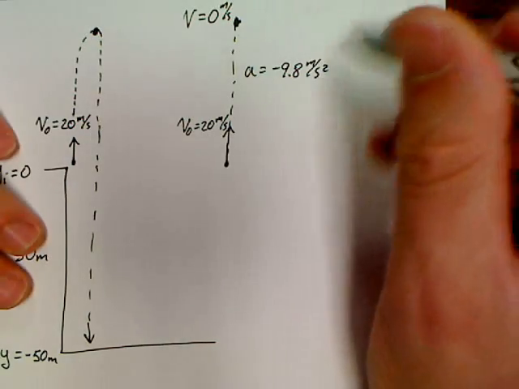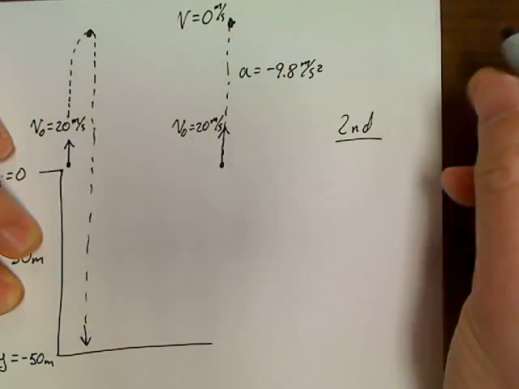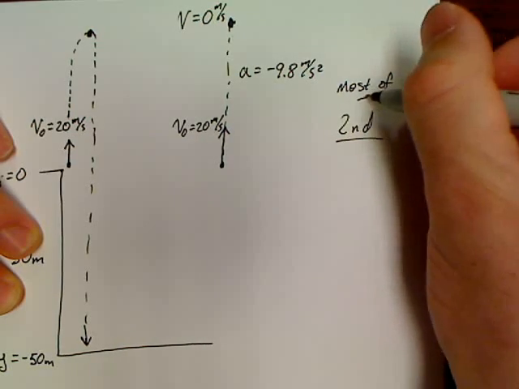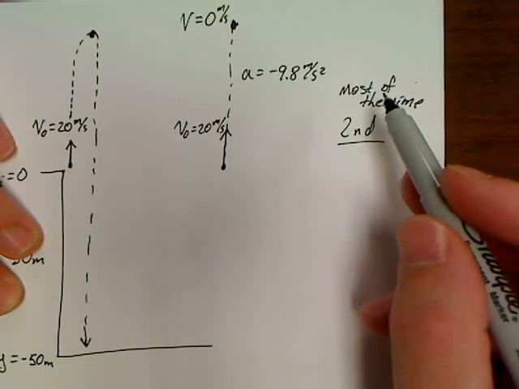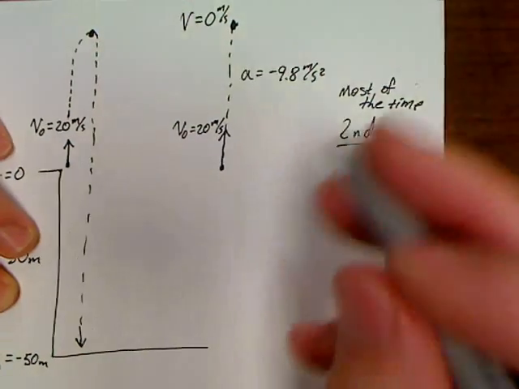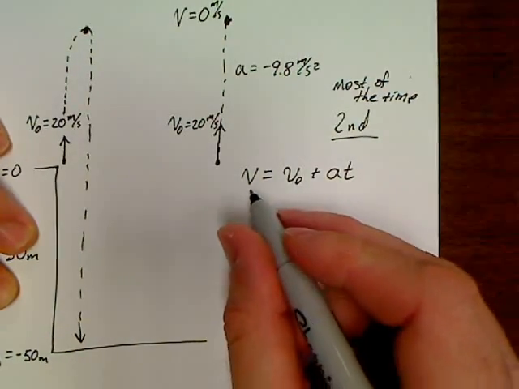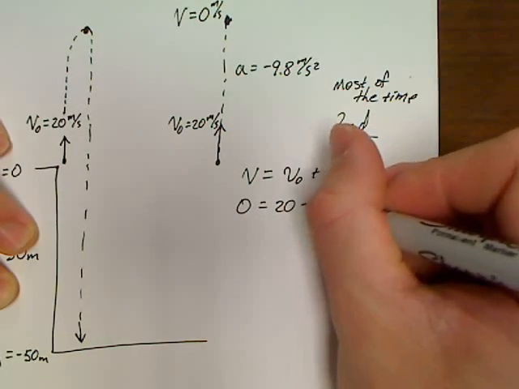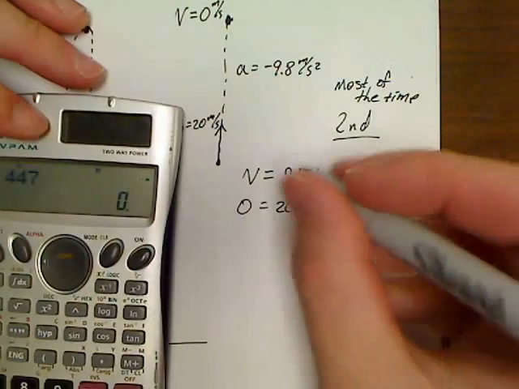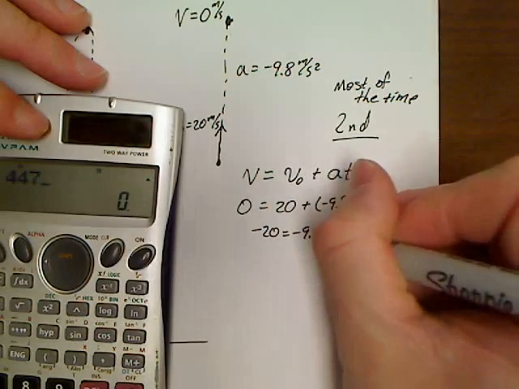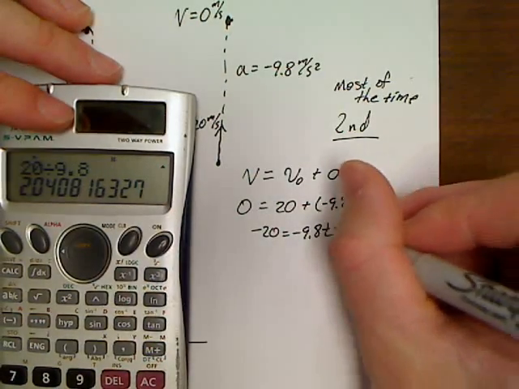That's easy enough. Now, most of the time, when I ask you to find time, I want you to think about the second equation. Most of the time. But for this problem, we're not going to need the second equation to find time. Look at what we have: V0, a, and V. First equation: V final is 0, V0 is 20 plus negative 9.8 times t. So negative 20 equals negative 9.8 t. Your negatives cancel. 20 divided by 9.8 is 2.04 seconds.